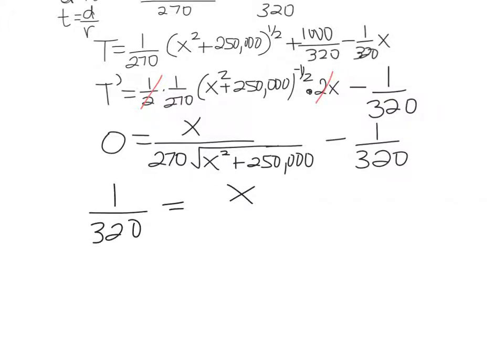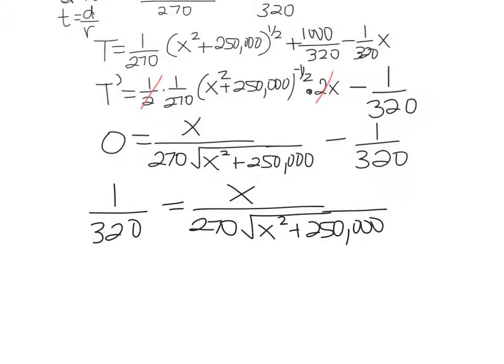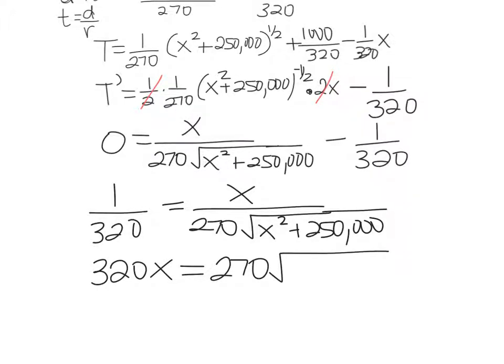I'm going to write it again. Square root x squared plus 250. Okay? And now let's go ahead and cross multiply to solve. So we get 320x equals 270 times the square root of x squared plus 250,000.